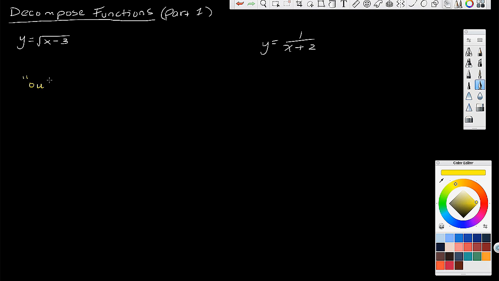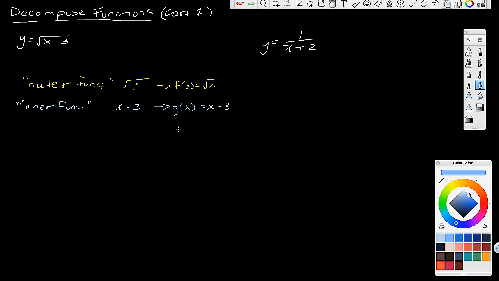When you decompose functions, you want to think of what is the outermost function. In other words, what's the overall structure of this? If you look at this, the overall structure is something that is being square rooted. What is the innermost function? In other words, what's inside? Do you see what's inside is a linear function, x minus 3. So we're going to call the outermost function f of x. And then we're going to call the innermost function g of x.